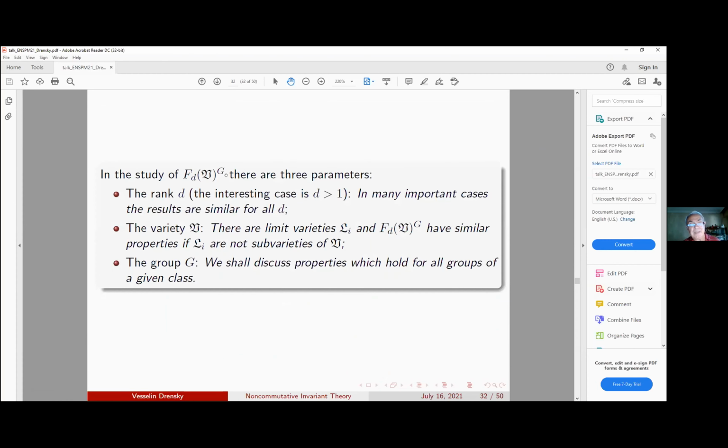So here we have three parameters. One parameter is the rank of the relatively free algebra. But it turns out that in many important cases, the results are similar independent of the rank. For example, if the rank is more than one, because in rank one you have simply something commutative, the results are similar. Then you have the variety V. Again, as in the case discussed by Daniela and Carla, we have some limit varieties, so that the algebras of invariants have similar properties if these limit varieties are not subvarieties of our variety. And also, the third parameter is the group G. We should discuss properties which hold for all groups of a given class, for example, for all finite groups or for all reductive groups.